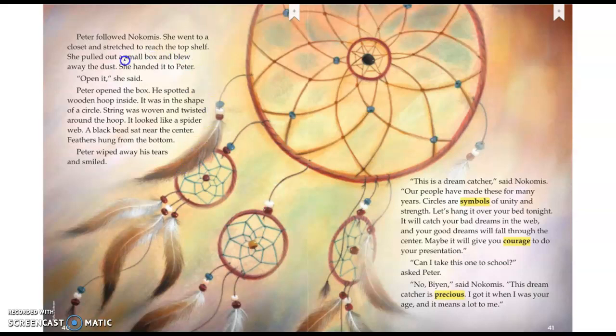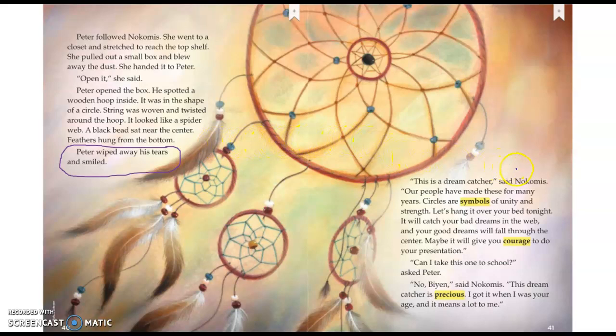Now, Peter's opening the box. We're learning about what the item in the box looks like. Now, Peter's already starting to react differently than he was at the beginning. How does Peter react to whatever's in this box? Okay, you probably said he wipes away his tears and he smiles. So already we can tell that Peter's changing.